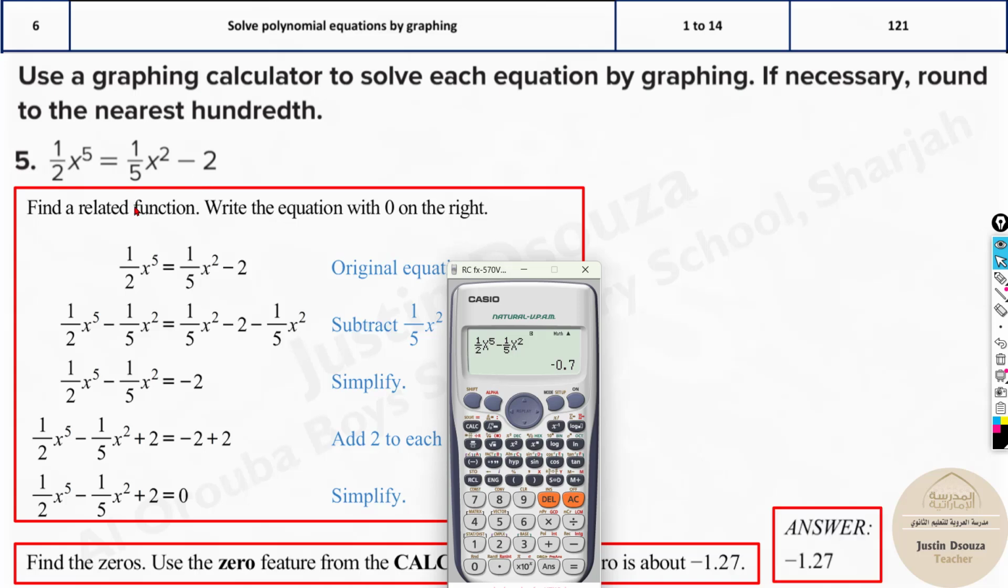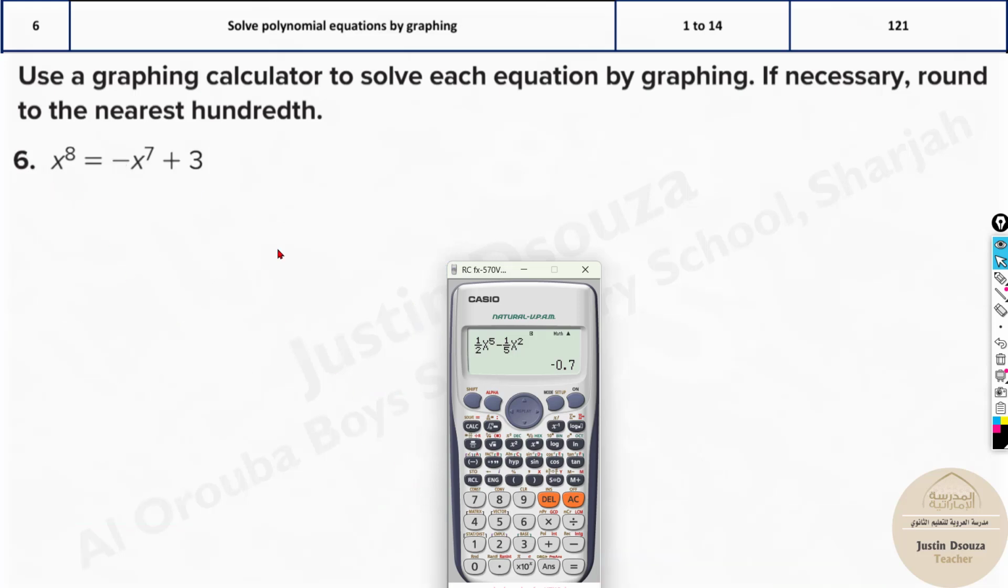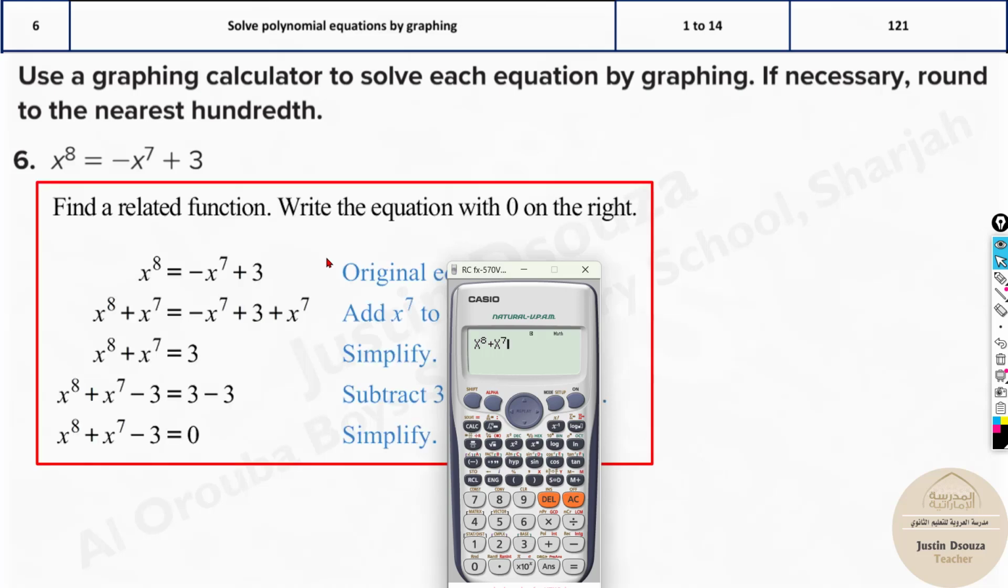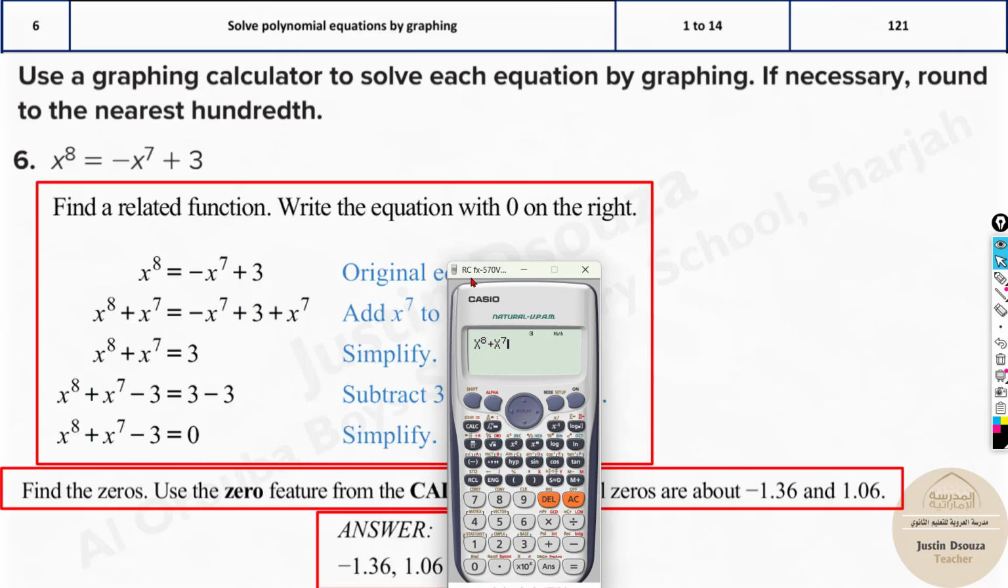Whereas if it's cubic and all those questions, directly use mode 5.4 or mode 5.3 and solve it. Even over here, we can do the same thing. Type in the equation x power 8, and this goes to the other side, will be plus x power 7. Sorry, you don't write that, you need to just find the answer. You need to look into the options. So the answers are over here.